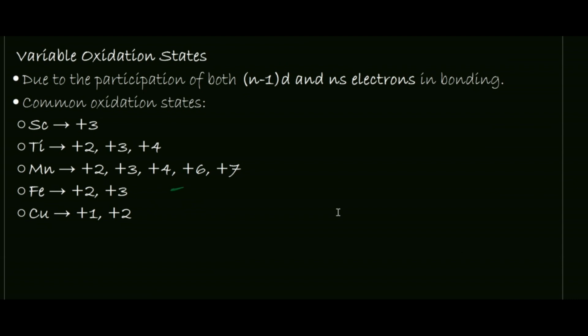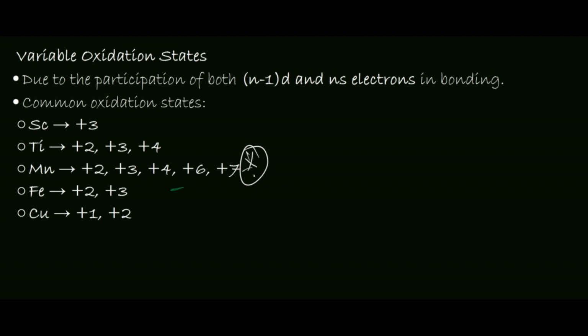Then variable oxidation state. I have just listed the important oxidation states of the elements. You can just go through it: scandium, titanium, manganese, which is very, very important. Why is that important? Because we are going to see KMnO4 preparation, properties, and structures. KMnO4 is a very good oxidizing agent because it is in the +7 oxidation state. It can reduce itself to a lower oxidation state.